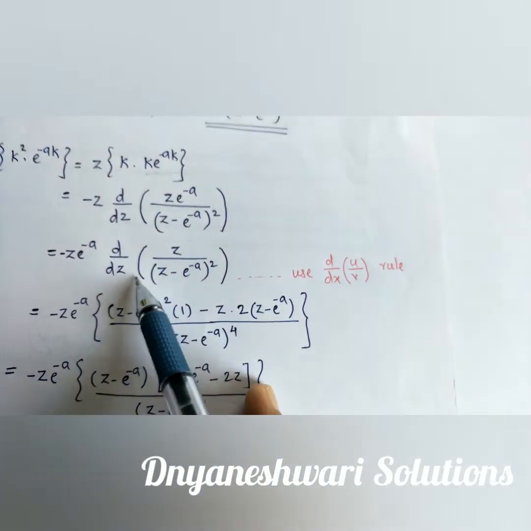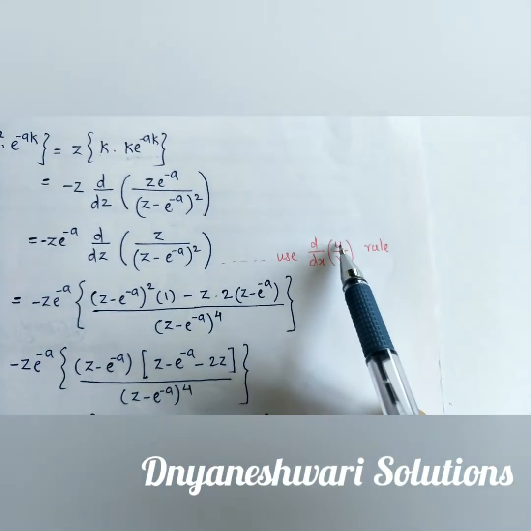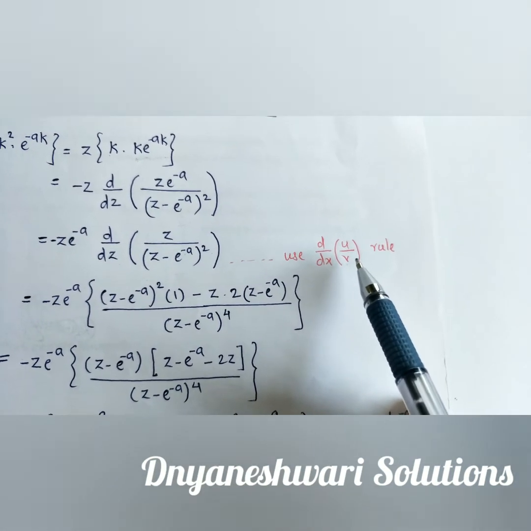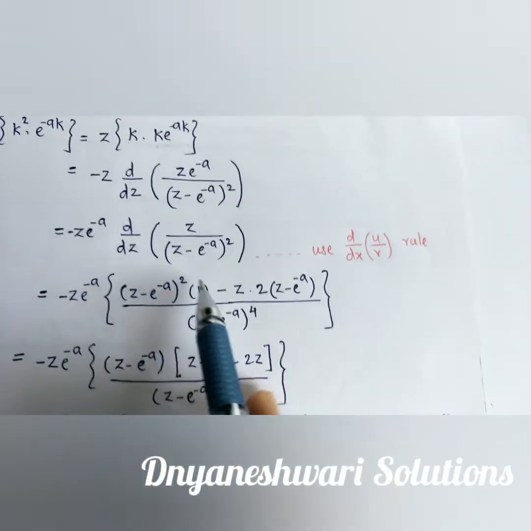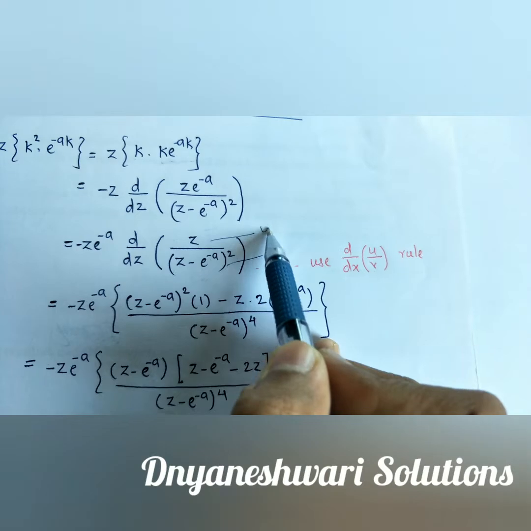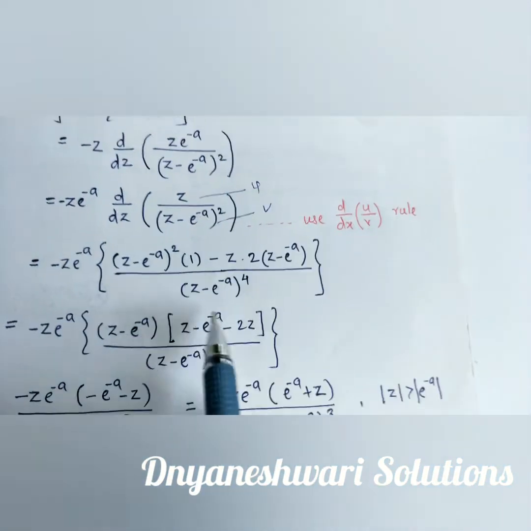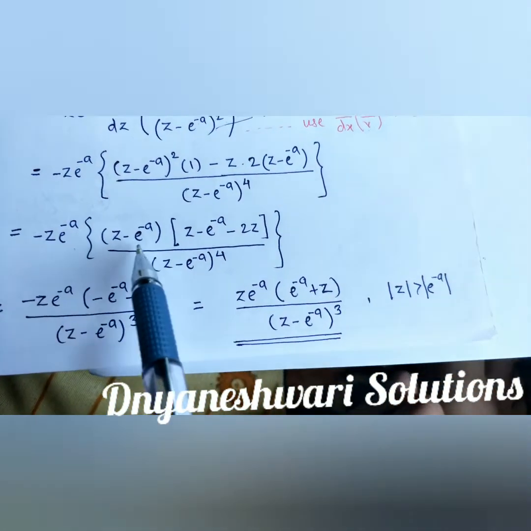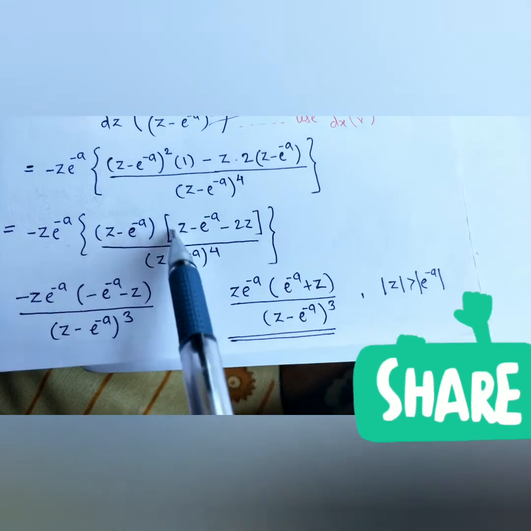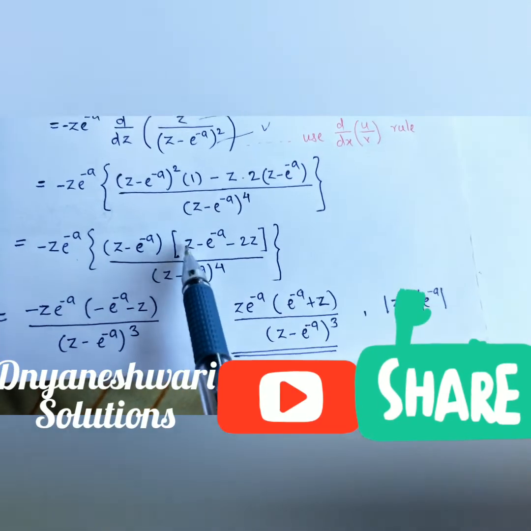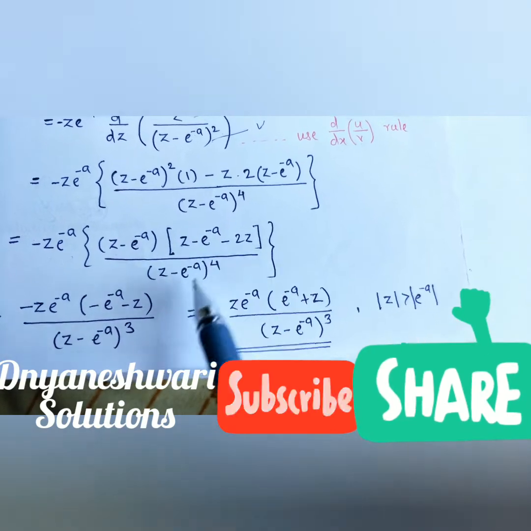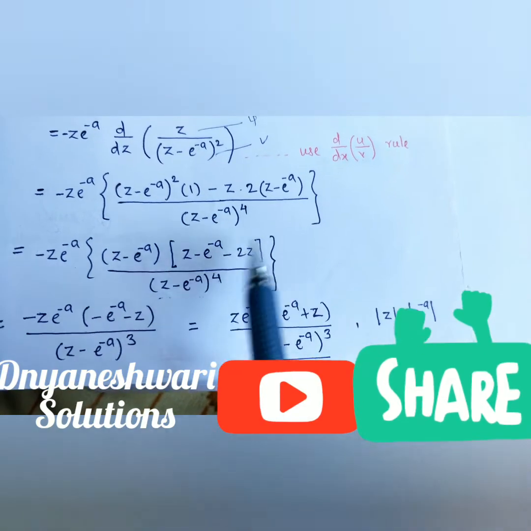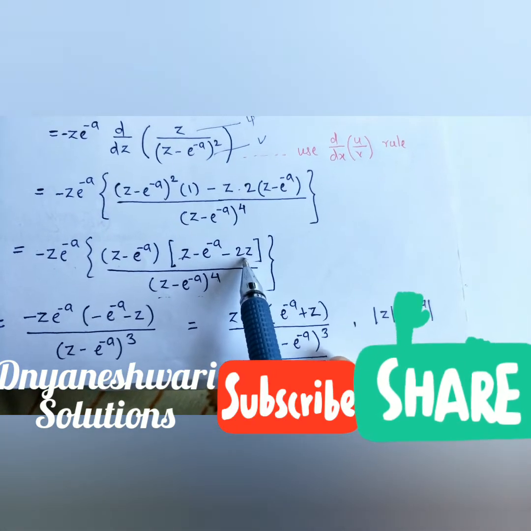How do we find that derivative? By using the derivative of u upon v rule, that is (v derivative of u minus u derivative of v) full term upon v square. Take this term as v, this term as u, and substitute values in the formula. After solving, we will get minus z e raised to minus a, with z minus e raised to minus a as common, and in bracket (z minus e raised to minus a) minus 2z upon v square, that is (z minus e raised to minus a) raised to 4. So this is plus z, this is minus 2z.